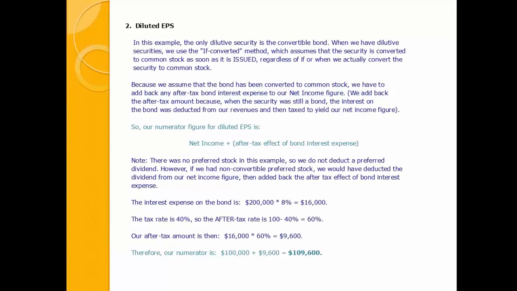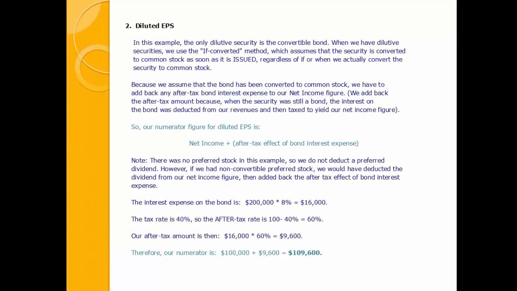However, we have a non-convertible preferred stock. If we had a non-convertible preferred stock, we would have deducted the dividend from our net income figure and then added back the after-tax effect of the bond expense. We're not talking about preferred stock right now. We're talking about what we have, which is a bond.